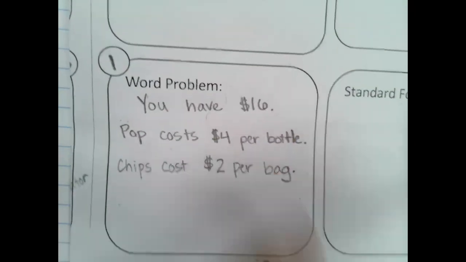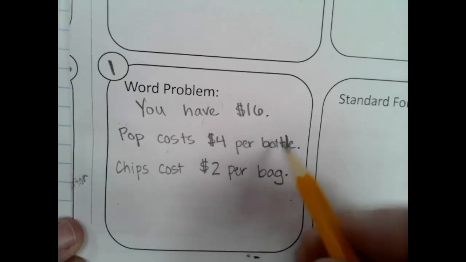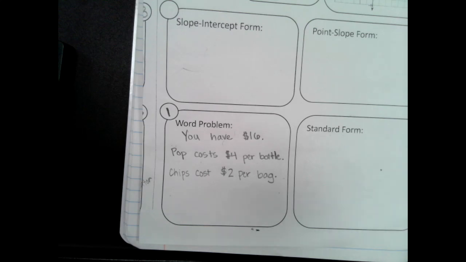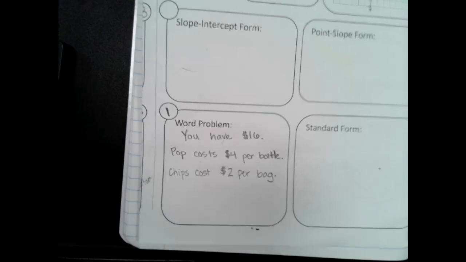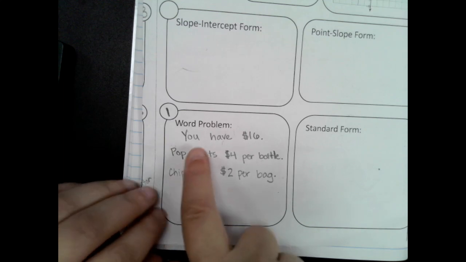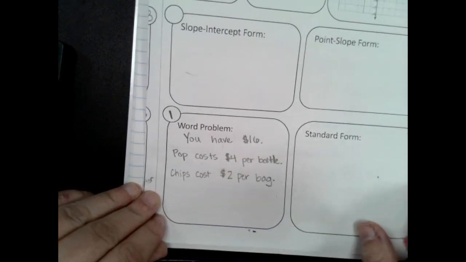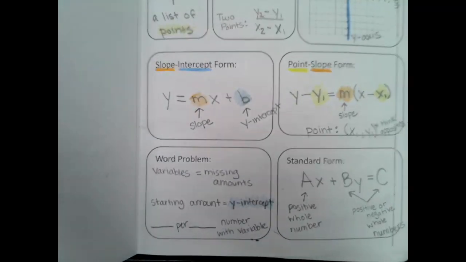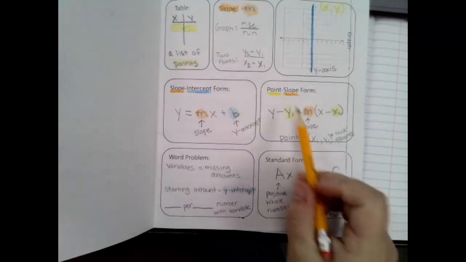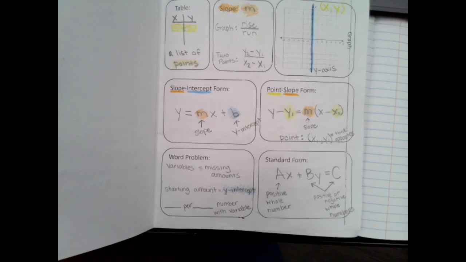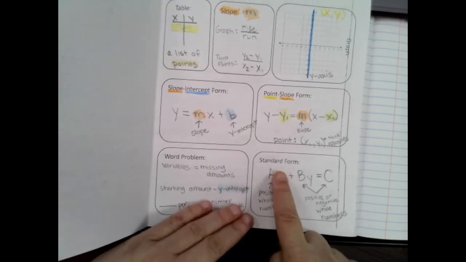So, based on this information, you have $16. Pop costs $4 per bottle. Chips cost $2 per bag. We're trying to figure out combinations. How much pop and how much chips can I buy? Do I only have to buy pop? No. Do I only have to buy chips? Could I just buy chips? Yeah. But we're going back and forth in the combinations of them. So I'm thinking I have a total of $16. If I go back to my equations here, which equation would give me an overall amount? Standard form, because it equals an amount. It equals C. So we're actually going to start with standard form.